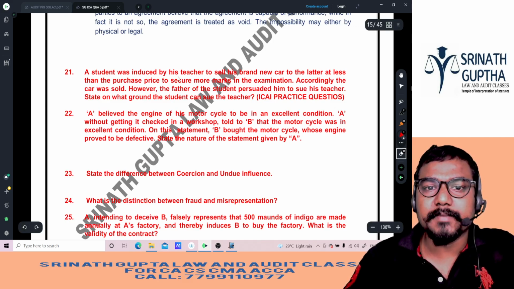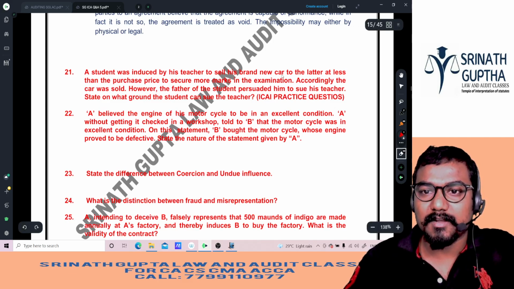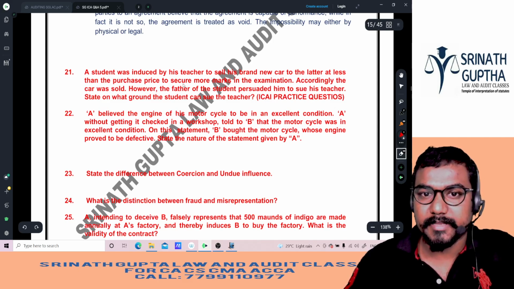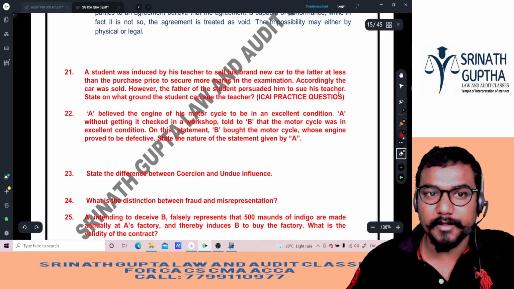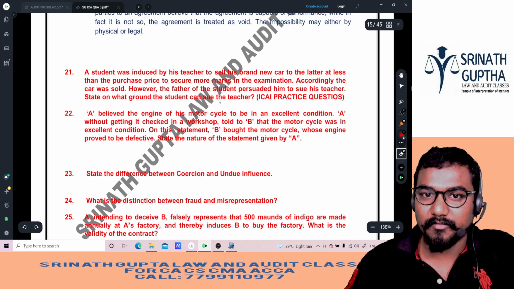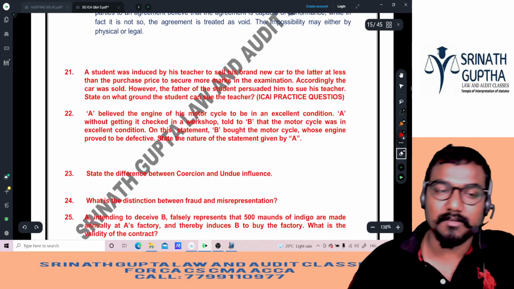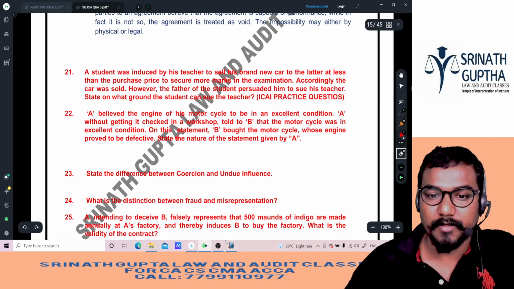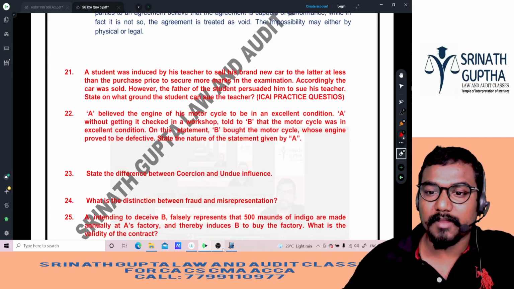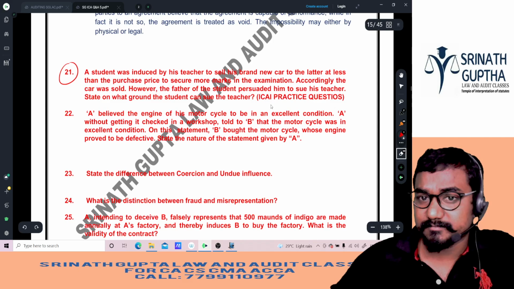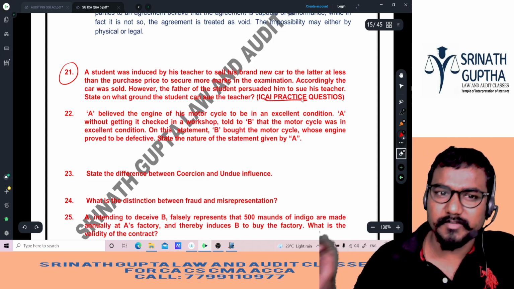A student was induced by his teacher to sell his brand new car to the latter for less than the purchase price to secure more marks in the examination. Accordingly, the car was sold. However, the father of the student pursued him to sue the teacher. State on what ground the student can sue the teacher? On which ground, beta? Undue influence. Question is repeated, beta. I am telling you now, the same questions will come.